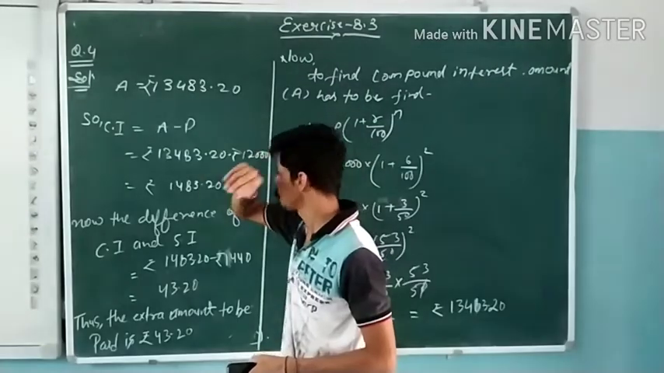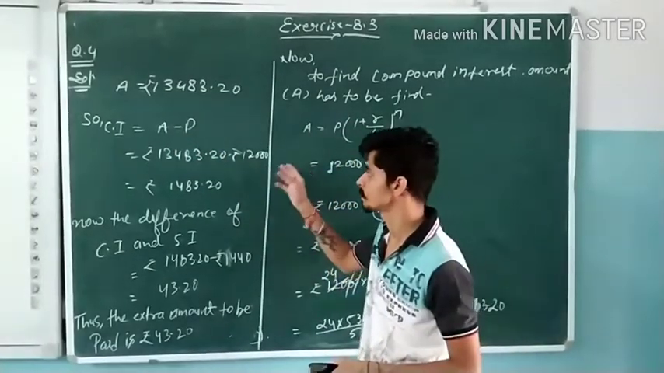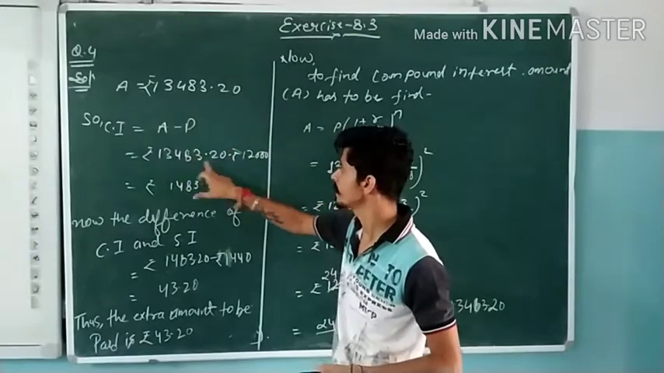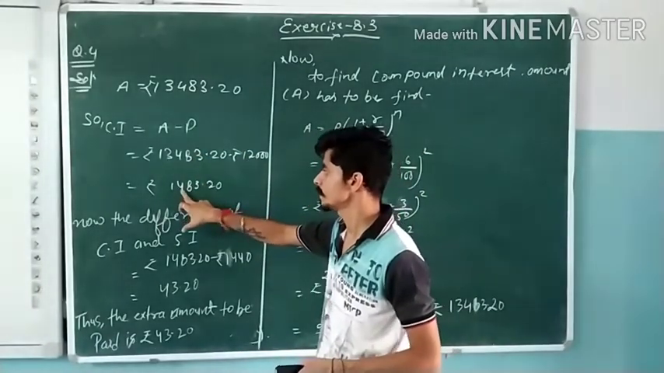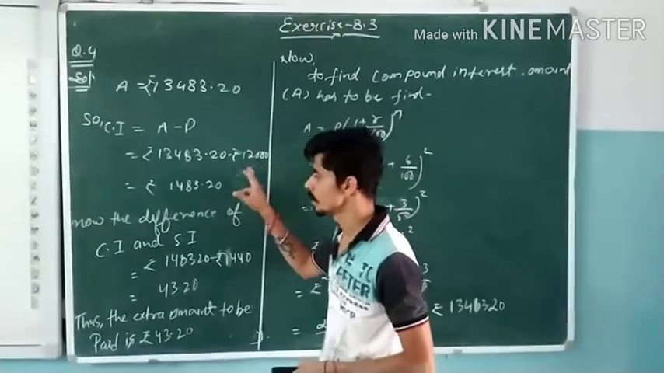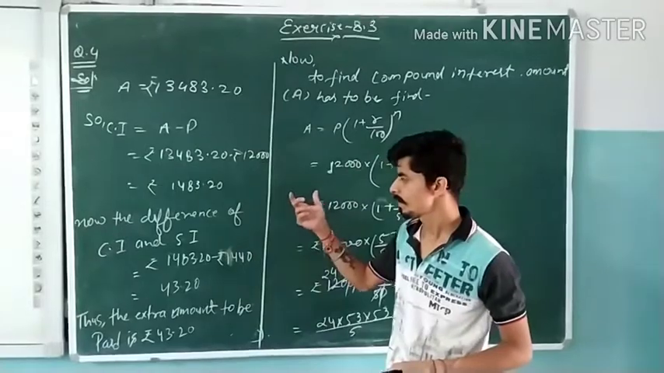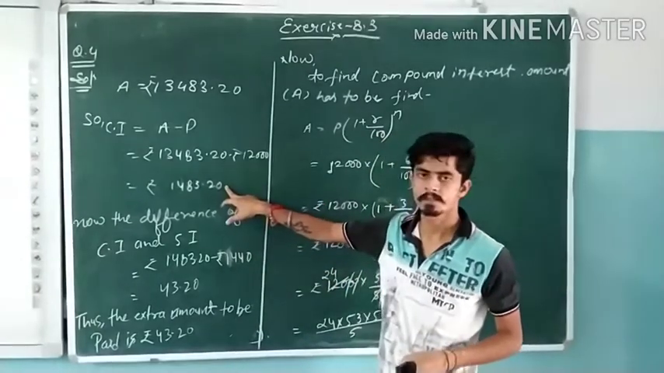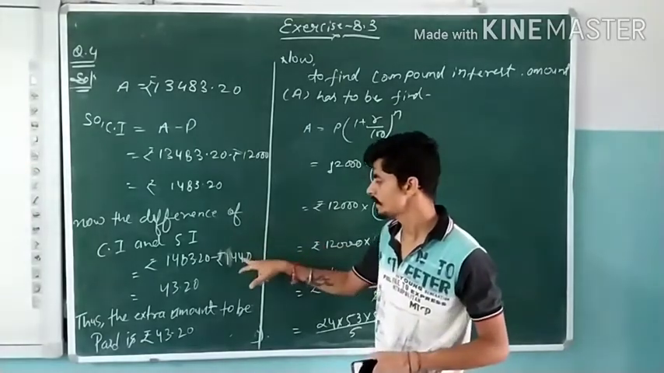13,483.20. Now we have to find the compound interest, and the compound interest is the amount minus the principal. So the amount is what we got, and the principal was 12,000. After subtraction we get 1483.20. Okay, so this is the compound interest, the interest which is compounded annually, and the SI was rupees 1440.